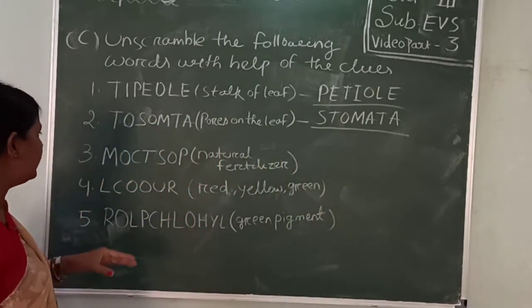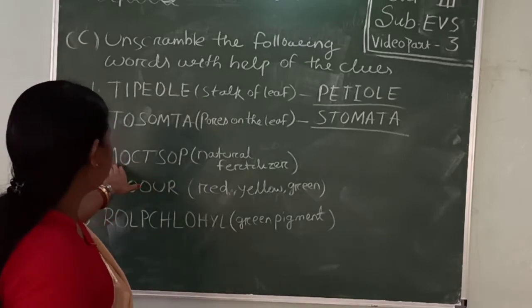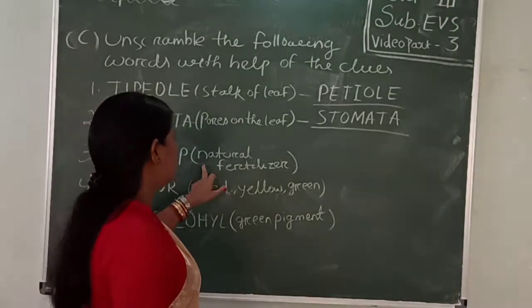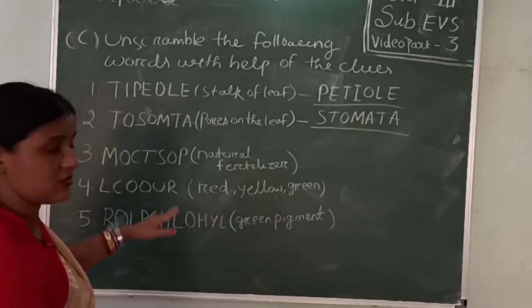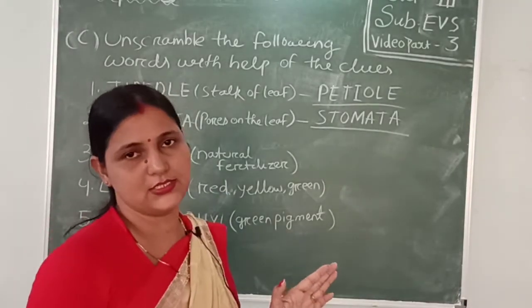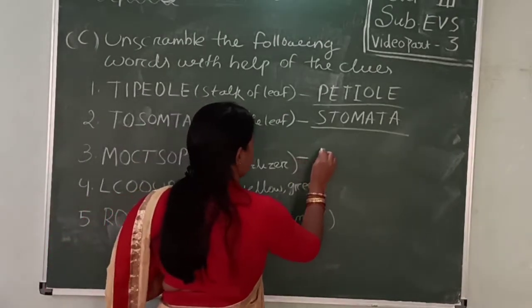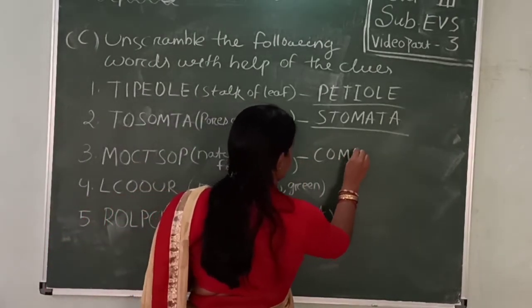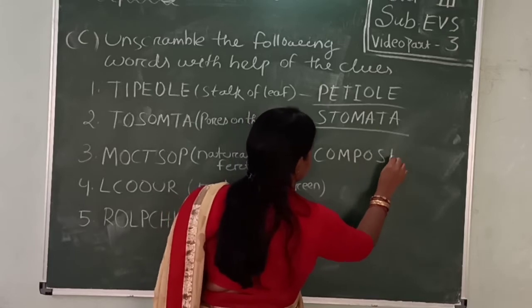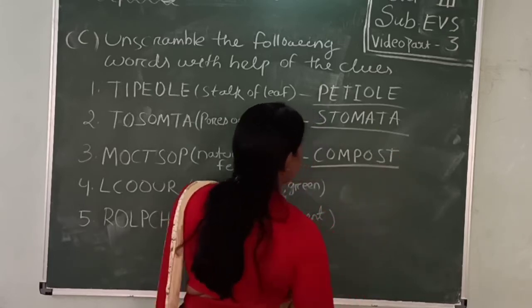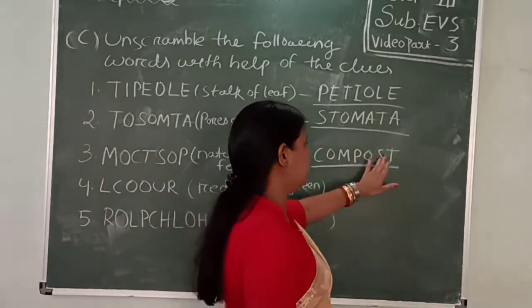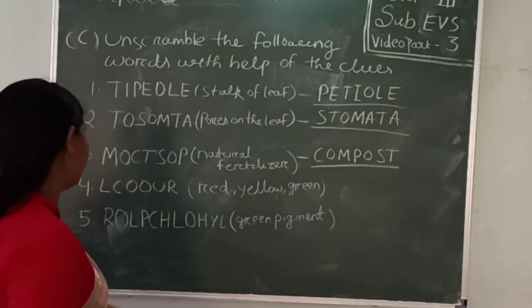Okay. Then number 3. This is the unscrambled word. Your clue is natural fertilizer. Your natural fertilizer is compost. So the correct word is compost. You write here compost. The correct spelling is C-O-M-P-O-S-T, compost.